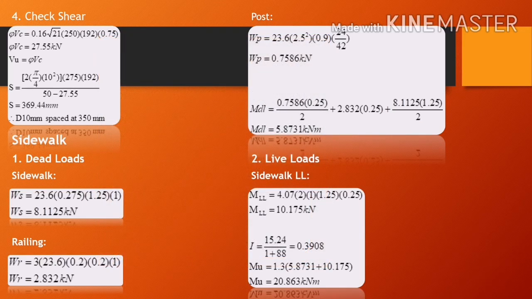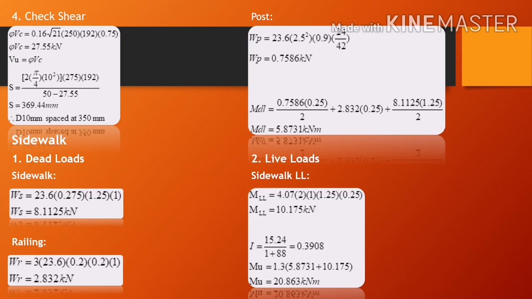For the design of sidewalks, we computed for the dead loads around the sidewalks, railings, and posts, where we use the concrete unit weight multiplied by its volume. Moment dead load is computed at 5.8731 kN·m, and the live load moment is computed with the equation 4.07 times 2 times 1 times 1.5 times 0.25. Moment live load is equal to 10.175.